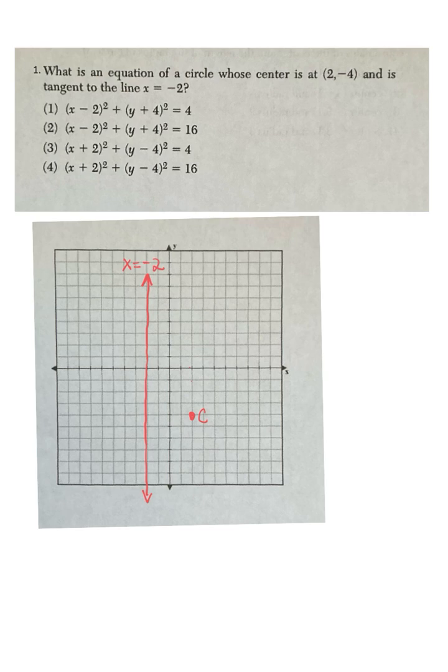Alrighty, so here's the first question. And what I did was it wants an equation of a circle. So see, here's your four choices. And the center's at 2, -4. So I started here at 0, 0. I went over 2, and then I went down 4. So I put C for center.